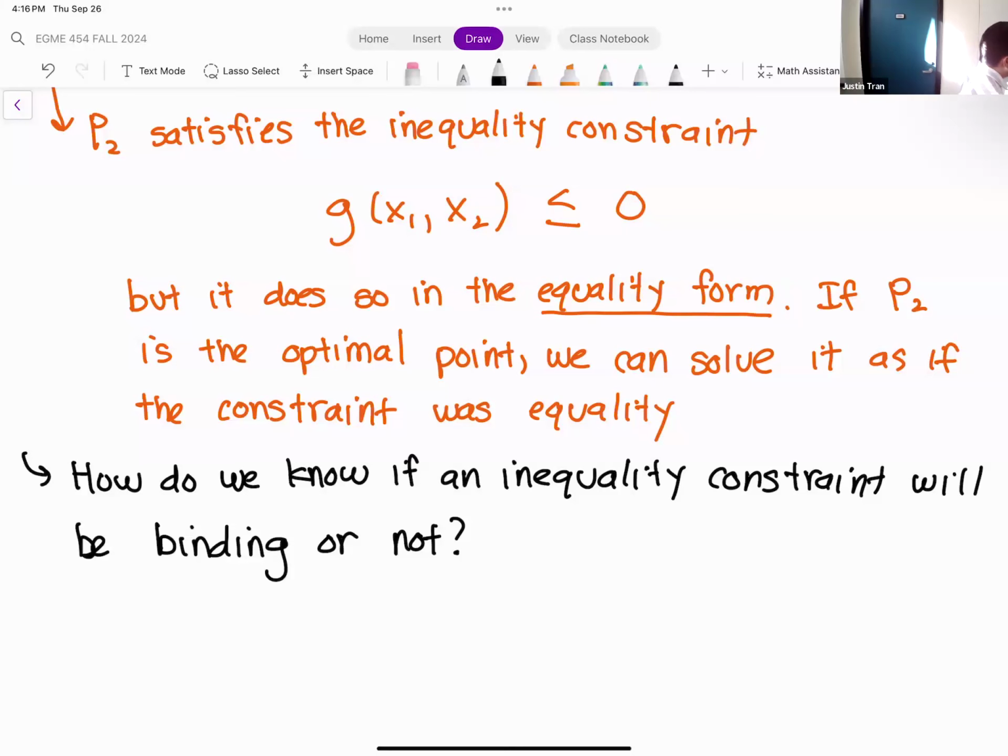Sometimes it's obvious, right? Sometimes you look at a problem and it's very easy to tell which of the inequality constraints will be binding. But a lot of times it's not. A lot of times you're going to look at a problem and you're not really going to know if the constraint is binding or not.